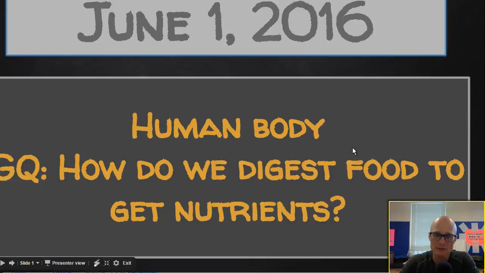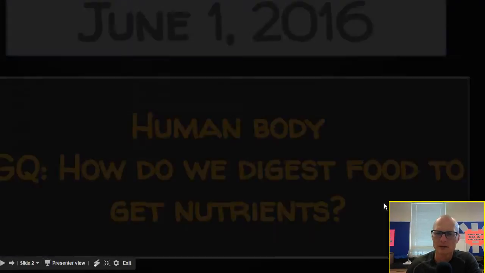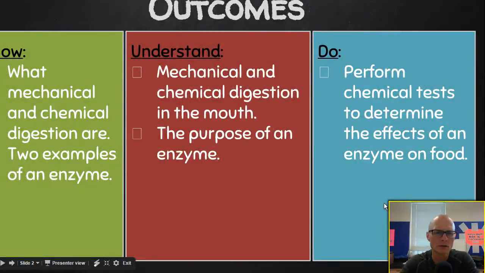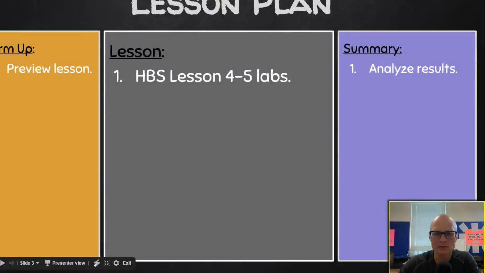Wednesday, June 1st, the last month of school, still in the human body, only this time we're going to move further down the digestive tract. We want to know what mechanical and chemical digestion are, and two examples of an enzyme, because understanding mechanical and chemical digestion in the mouth is what we're after, and we want to know the purpose of an enzyme. And we're going to perform chemical tests to determine the effects of an enzyme on food.